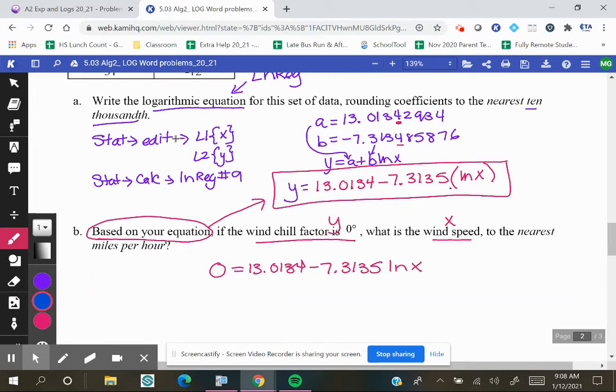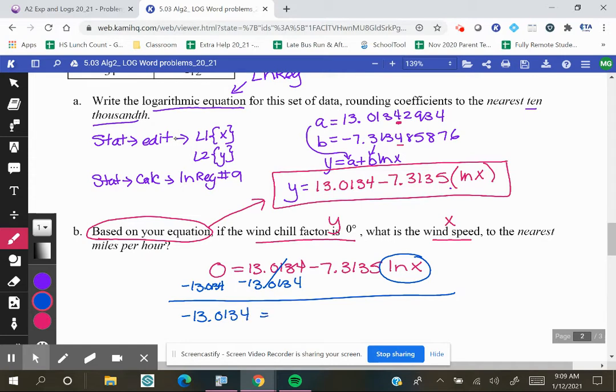So here's my x, it's attached to the ln, so I can't separate those at this point, so I need to isolate them, which means I need to get rid of everything that's around it. So first, I need to get rid of this 13.0134. Keep in mind, you cannot combine the 13.0134 and the 7.3135 because the 7.3135 is attached to the ln of x. So you can't, they're not like terms. So this is negative 13.0134 equals negative 7.3135 times the ln of x.